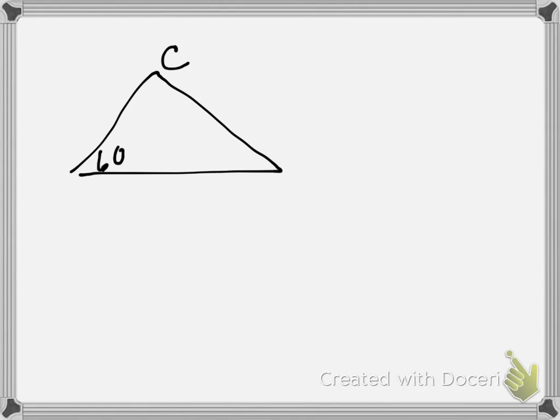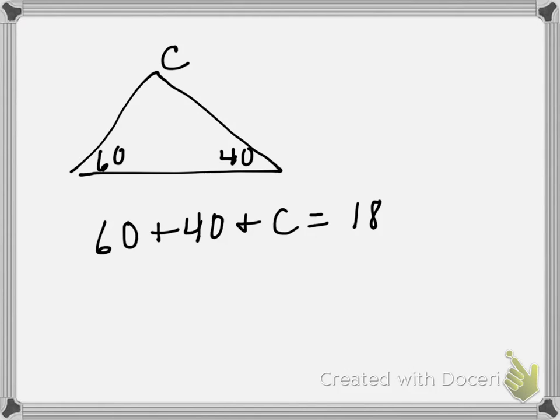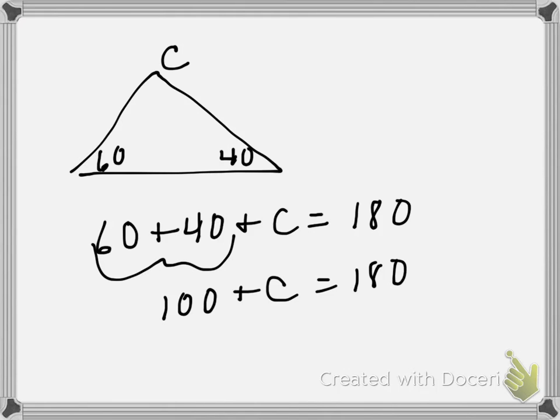Next, it says to find C. They tell us that this is 60 degrees, this is 40 degrees. The interior angles of a triangle are 180. So 60 plus 40 plus C have to equal 180. So combine like terms, 100 plus C equals 180, and 100 plus 80. So C has to be 80 degrees.